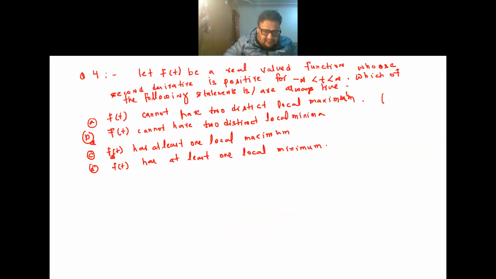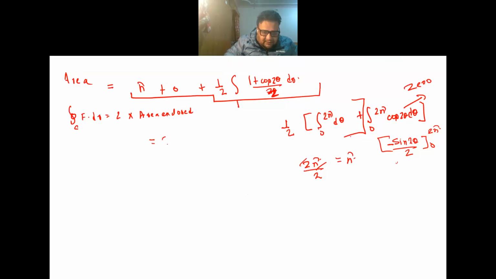Now I have to calculate the area. Area is equal to 2 into 3 pi by 2, correct? So 2 cancels. 3 pi can be written as 3.14 into 3. So roughly the answer would be equal to 9.4247. Hope you understood this concept.